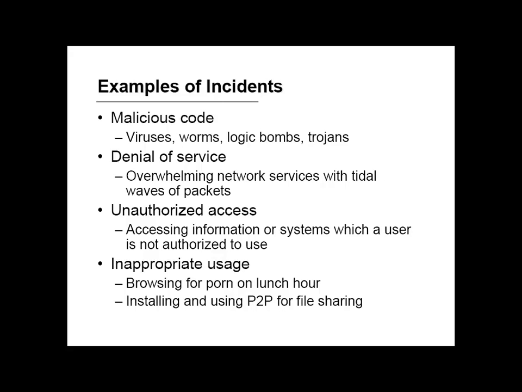So what are examples of some incidents, some negative consequences for computer security? The one that we think about a lot is malicious code. Malicious code, also known as malware, includes things like viruses, worms, logic bombs, and Trojans. And actually, Trojan should be with a capital T, because that stands for Trojan horse. The second is a denial of service. A denial of service is when a network service is overwhelmed with a tidal wave of packets.